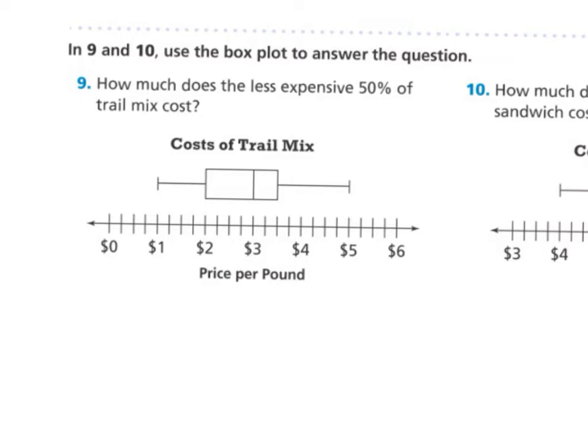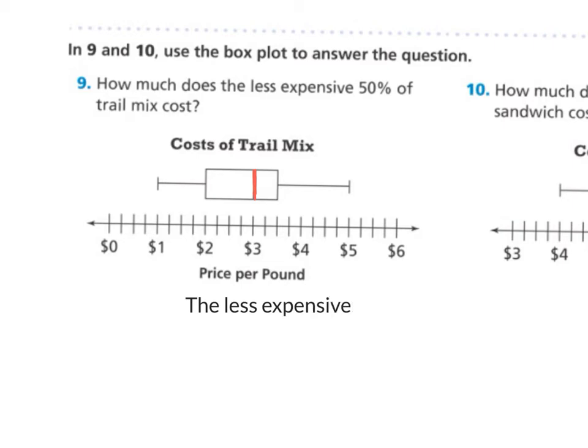So if we look at our median, it is right where the boxes intersect each other, if you want to think of that as 2 boxes in the middle. So that's basically at our 50% part. 50% or half of the trail mix is cheaper than this, half is more expensive than that. So the least expensive 50% costs between what? $1 to $3. Good.